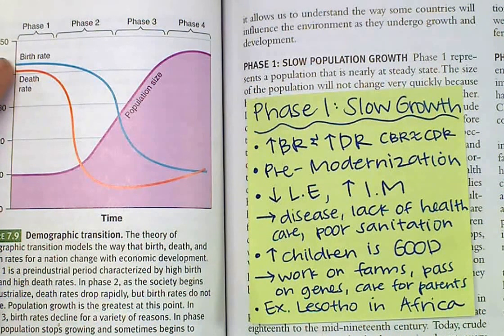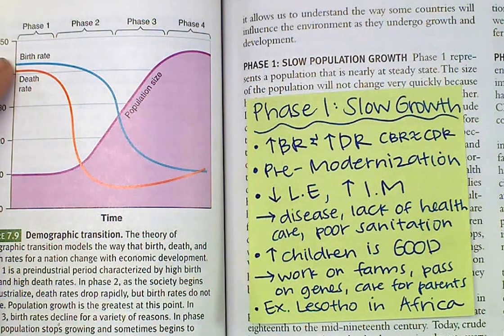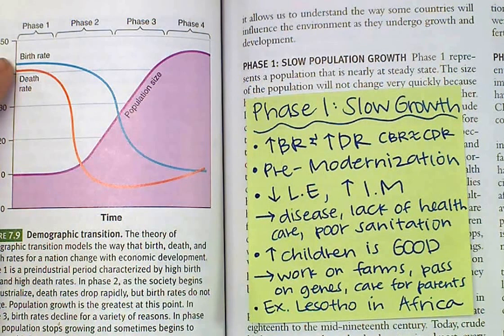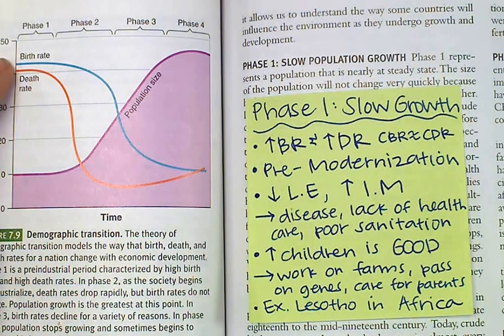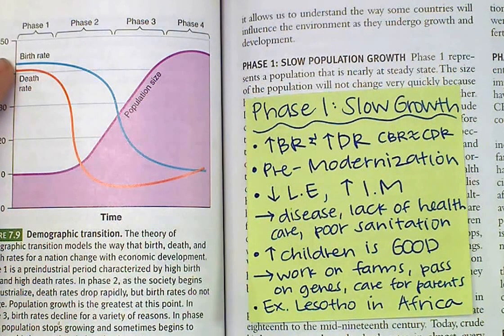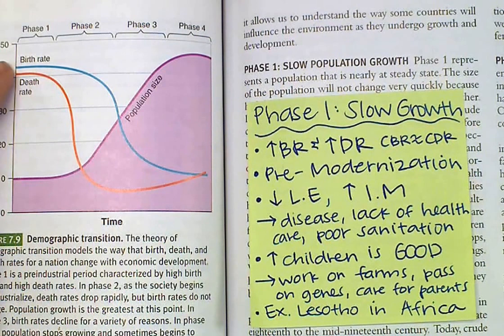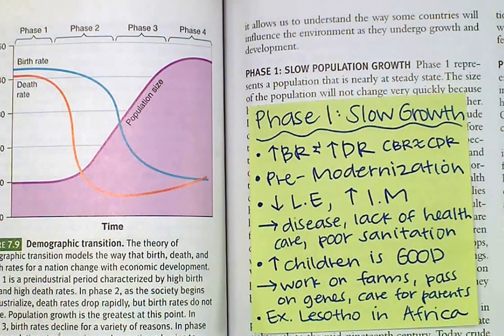Now, in these kinds of societies, these subsistence societies where basically you grow and you raise the food that your family eats, more children is better. Okay, the children can work on the farms, they can pass along strong genes, and they can care for parents. Usually these are countries that don't have things like Social Security, and you have to rely on your children to take care of you when you're old. Okay, my example is Lesotho in Africa. It's a country on the eastern southern part of Africa, and they're kind of still in demographic transition phase 1.